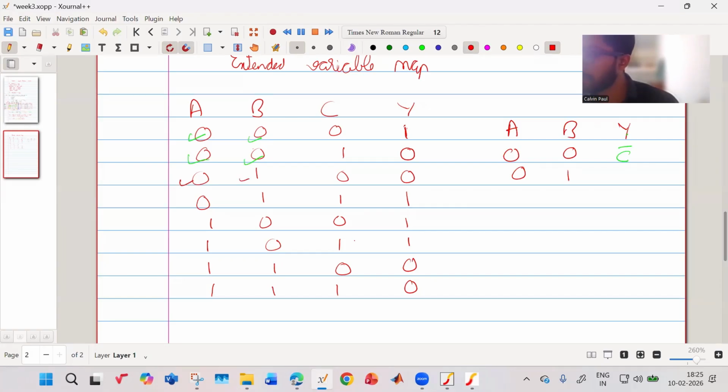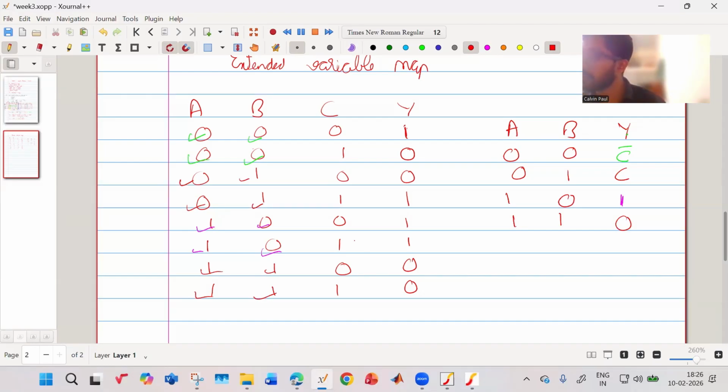There is C, 0, 0, 1. It is C. Good. If it is 1, 0, the output in that case would be 1, because Y is always 1. And if it is 1, 1, the output in that case would be 0. Okay? 0, all the time 0. So this is how we are writing the truth table in terms of another kind of input variable. That is what is known as the extended variable map.